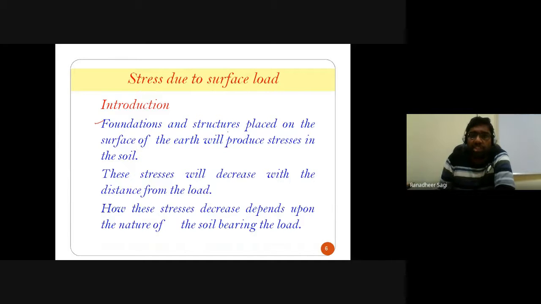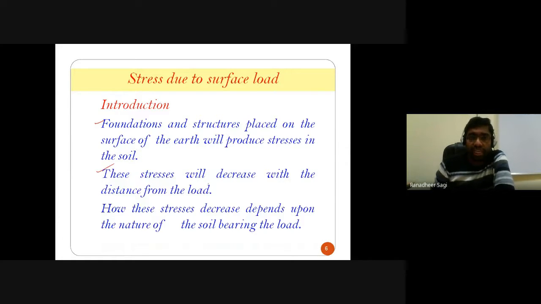Foundations and structures placed on the surface of the earth will obviously produce stresses in the soil, because apart from the gravitational force, that is the self-weight of the soil, due to which we have already seen some amount of stresses getting developed in the soil. Now in addition to those stresses, due to the load coming from the foundation and the load coming from any structure like a retaining structure or an embankment or whatever, additional stresses are getting developed in your soil strata.